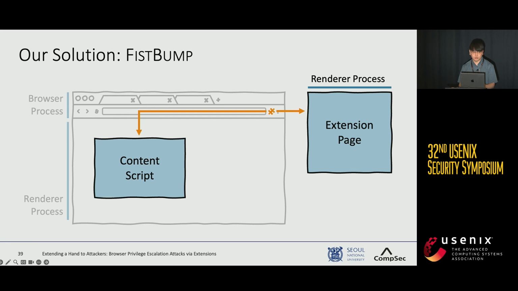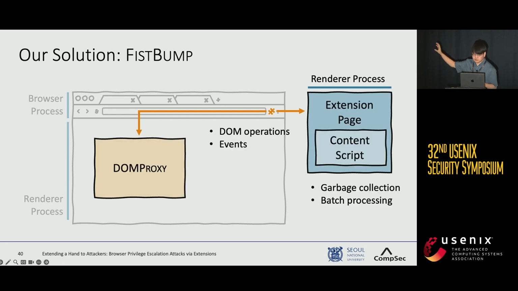So therefore, we present FistBump, a solution on the browser side, a new extension architecture. We move the content script logic to the extension process, out of the attacker's reach. Instead, it uses a DOM proxy to interact with the page. The DOM proxy only does what the page can already do, like modify the DOM and handle events, so no additional privilege is needed for the render process.